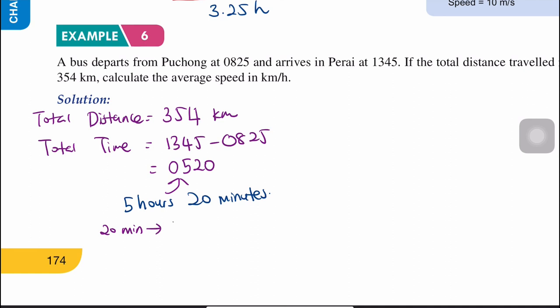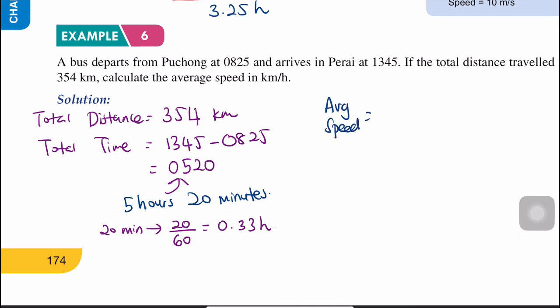So kita ada 20 divide by 60, betul? So 20 divide by 60, awak akan dapat something like 1/3 hours. Ataupun kita boleh buat puluhan lah, 0.33 hours. Boleh ambil 2 decimal places. Tak ada masalah.